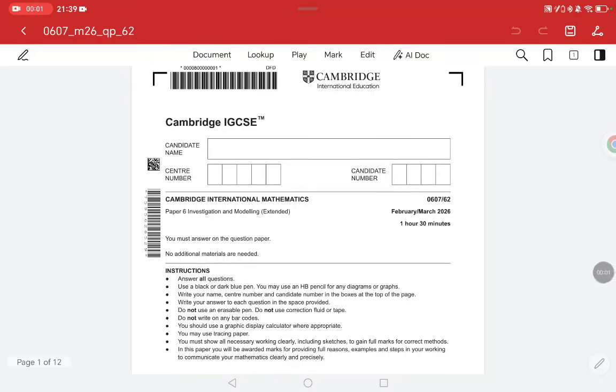Hello everyone. Today we are going to solve paper 62 March 2026. This is the most updated exam. Hopefully it will be useful for you for your tomorrow's exam. I apologize for uploading this late.